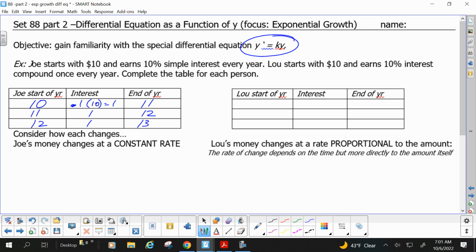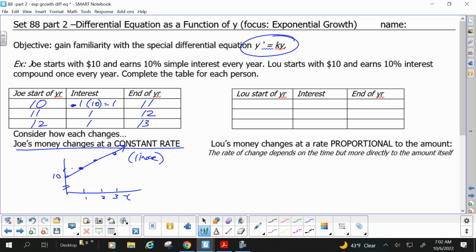Joe's money therefore changes at a constant rate. Every year that passes, it's going to go up 1 over 1, up 1 over 1. It's linear, yeah?